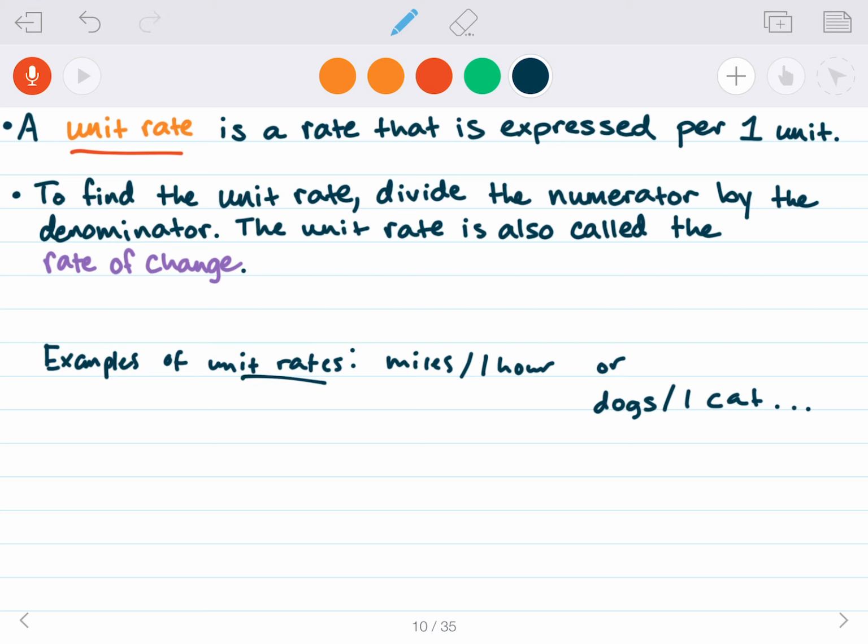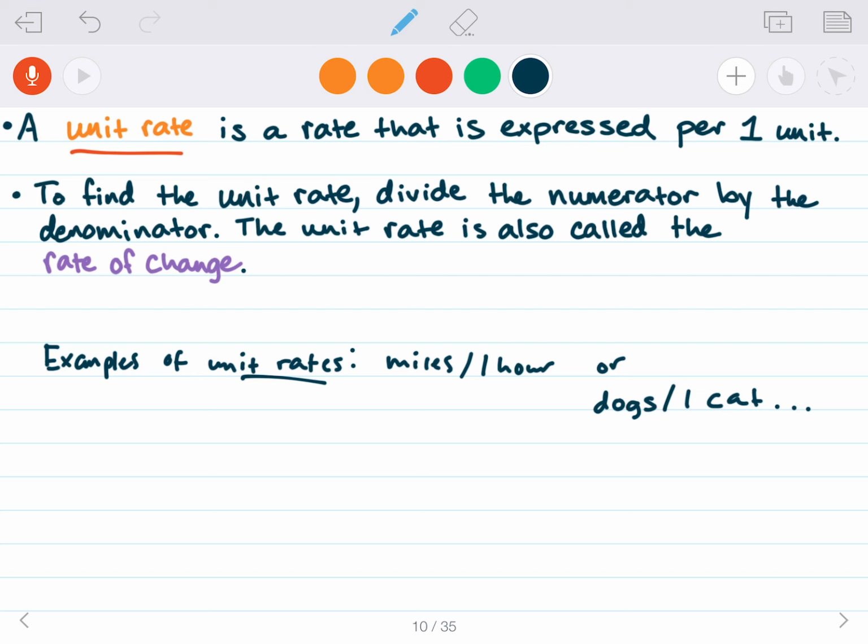So it's pretty easy to find the unit rate. We just divide the numerator by the denominator. And the unit rate is also called the rate of change. So unit rates are important financially, right? Like, you can make some decisions about what to buy at the grocery, for example.